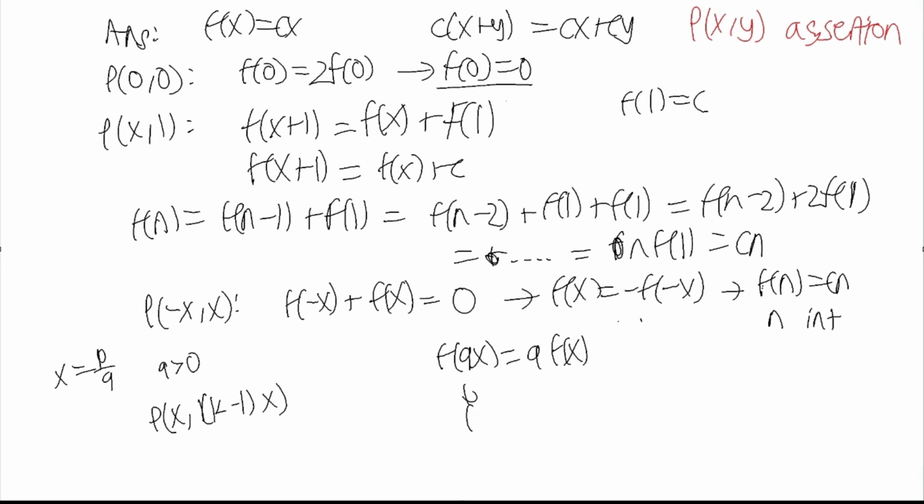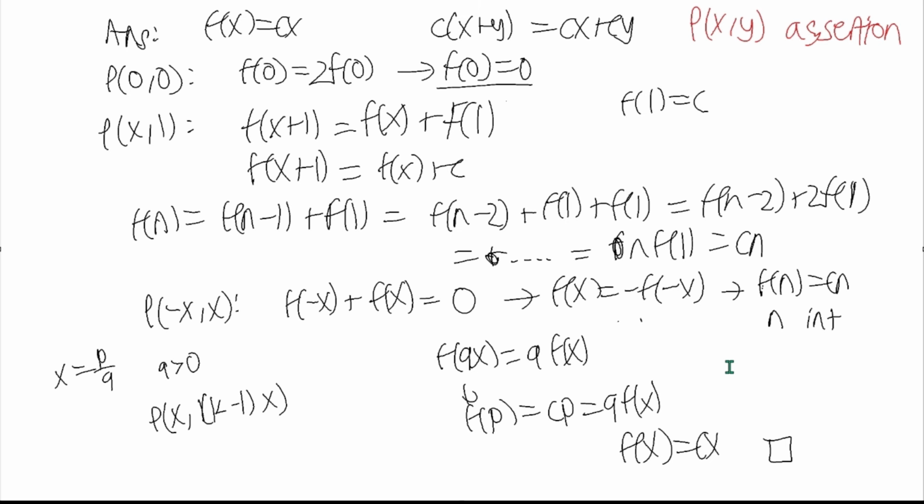This is equal to f of p is equal to cp equals qf of x, and then f of x equals c p over q, so cx. And this finishes the proof. So that's how you would write it up in an actual Olympiad. I have a more verbose write-up inside the handout, so you can check that out if you want to.